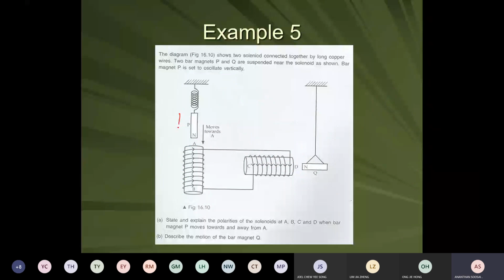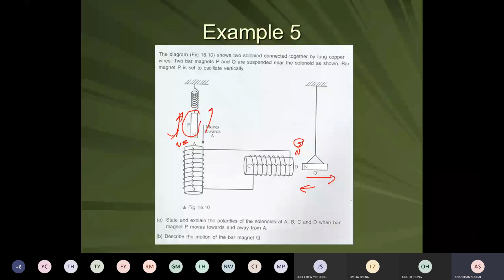So when this oscillates, the D pole is going to be north and south alternately, because when the magnet goes down, A is going to be north, D is going to be north. When this magnet goes up, A is going to be south, D is going to be south. When D is north, this magnet is going to be repelled. When D is south, the magnet will be attracted. So what happened? Describe the motion.